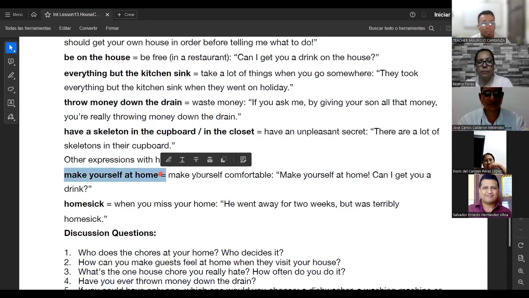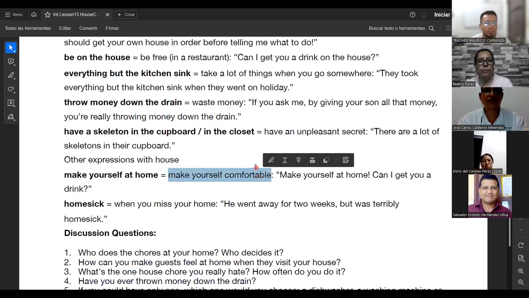The next one, repeat, make yourself at home. That is to make yourself comfortable. Right? Like when you say in Spanish, siéntate en casa, right? That is the same.